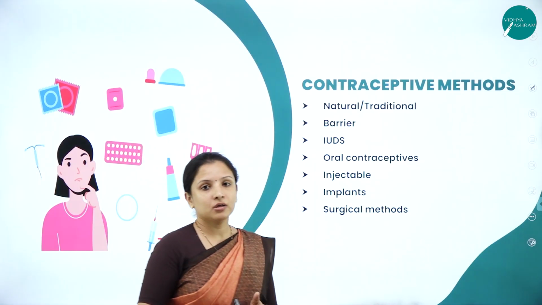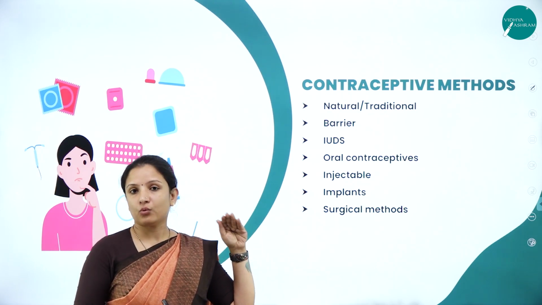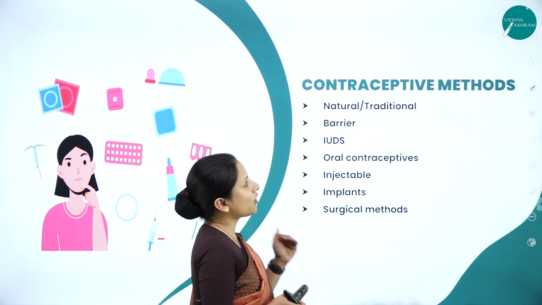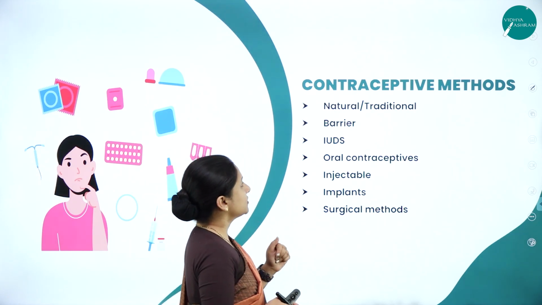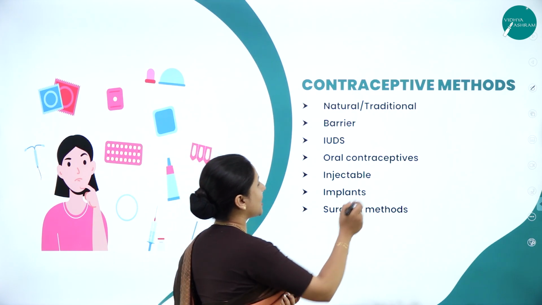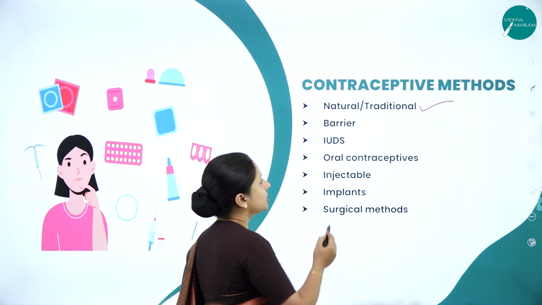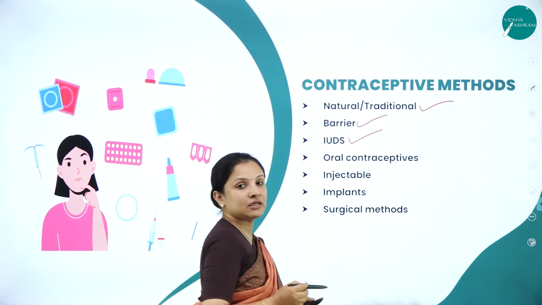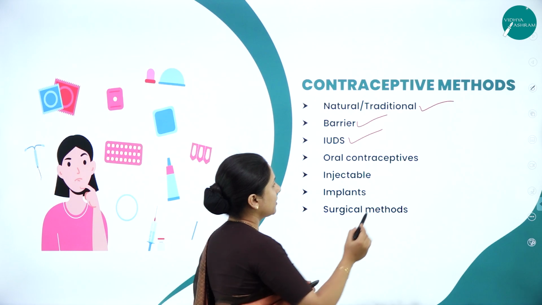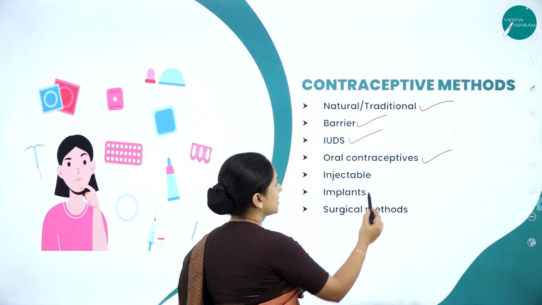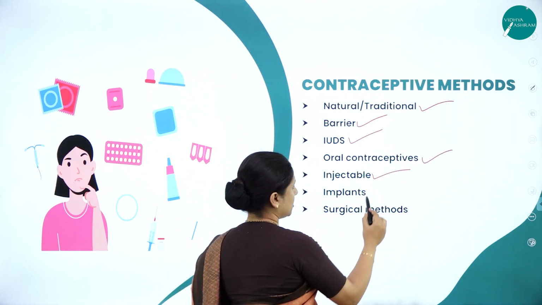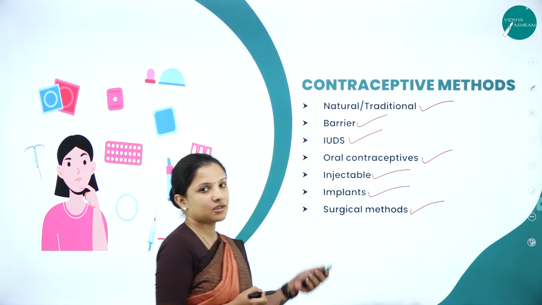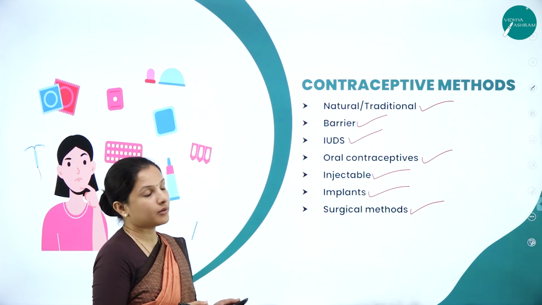So now we know what contraceptives are and what the features are for something to be called a contraceptive. Now we'll talk about the contraceptive methods. There are different methods. One is the natural or traditional method. The other one is the barrier method. Third one is intrauterine devices. Fourth one is oral contraceptives. Next one is the injectable method. Next is implants, and the last one is surgical methods. So we'll talk about each of these one by one.